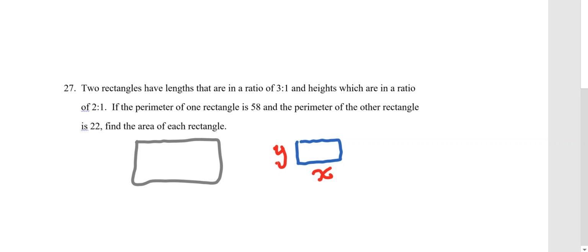So it says that the lengths of the rectangles are in a ratio of 3 to 1. So if the smaller one is x, the bigger one is 3x. And then the heights are in a ratio of 2 to 1. So the height of one is y, the other one is 2y. Now it says the perimeter of one rectangle is 58 and the other one is 22. So we're to assume that the perimeter of the bigger rectangle is 58.